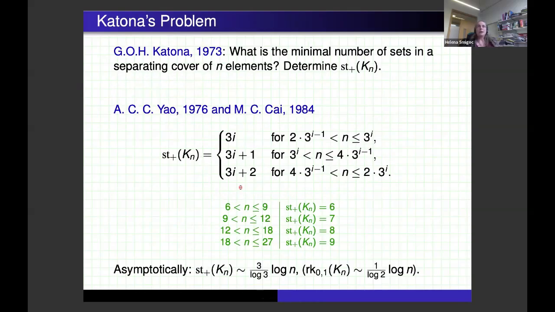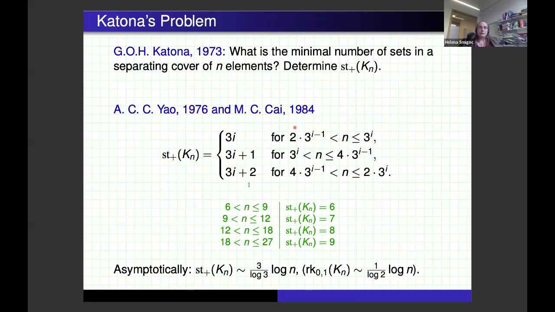Right, so now we're looking for the minimum number of sets in a separating cover, but it turns out this is not a new question. It was posed by Katona in 1973. He asked, what is the minimum number of sets in a separating cover of n elements? And now we know this is the same as asking for ST plus of Kn. Not only is the question not new, also the answer is known. It was found independently by Yao in 1976 and Kai in 1984. And they gave us an explicit formula. So we have an exact answer here as well.